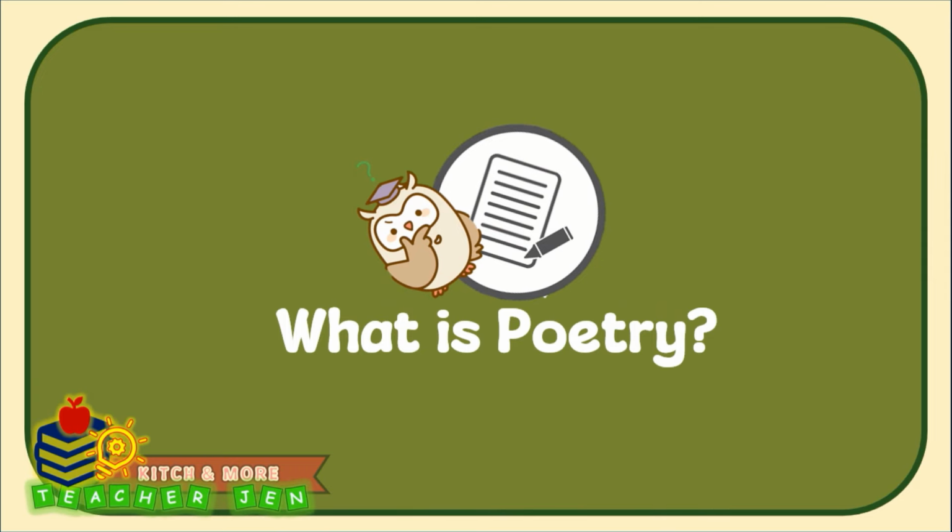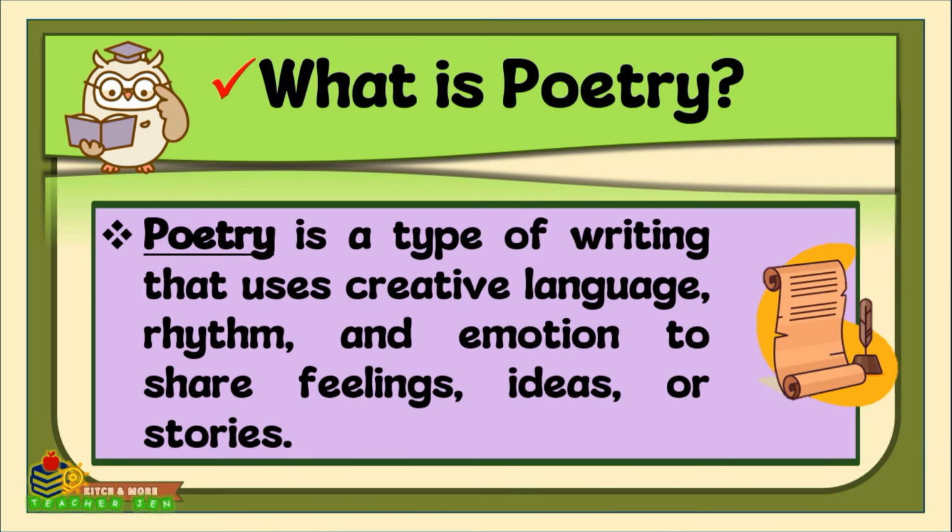So what is poetry again? Poetry is a type of writing that uses creative language, rhythm, and emotion to share feelings, ideas, or stories. So what exactly is poetry? Poetry is a special way of expressing thoughts and emotions. Poets use creative words, rhythm, and sometimes rhyme to share their feelings or tell a story. Unlike regular sentences, poems can be short or long, and they often create strong images or feelings in our minds.